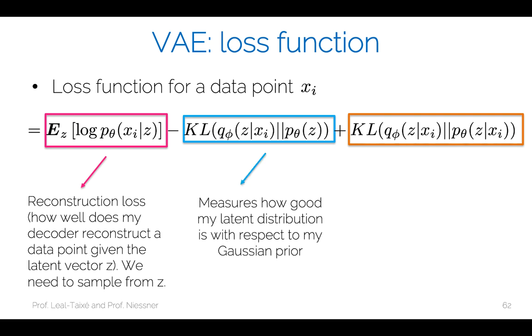Now the first of these terms measures how good my latent distribution is with respect to my Gaussian prior. So essentially my distribution has been created by the encoder.